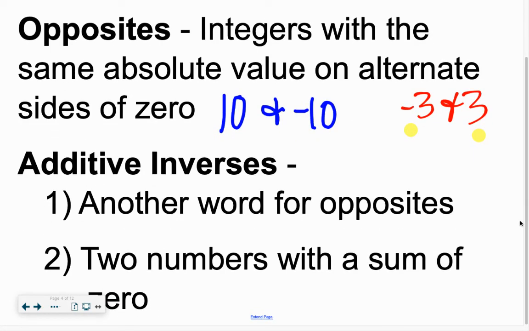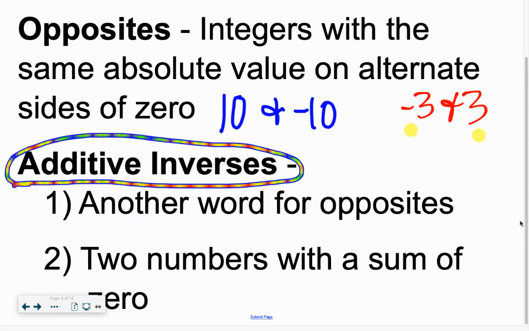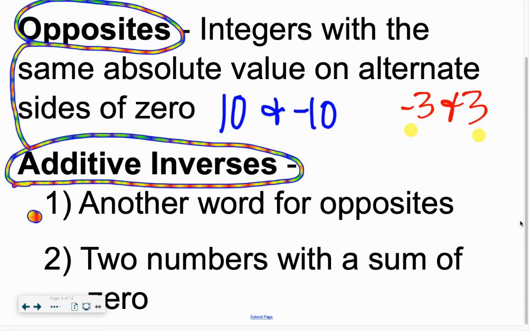As we're looking at this, additive inverses come into play here. Something I talk about in class is graphic notes. Circle the words additive inverse, draw a little line, and then circle opposites as well, because point number 1 down here says that another word for opposites is additive inverse. So these two are exactly the same, and you have a little visual representation of that.